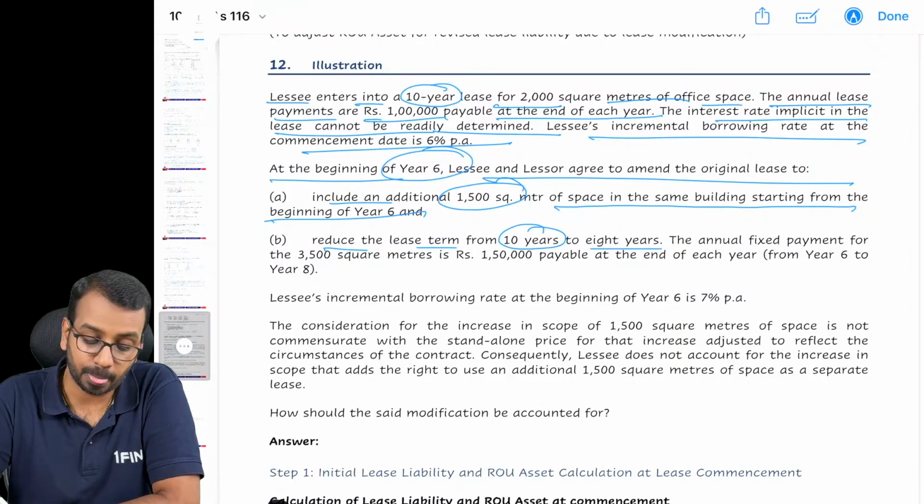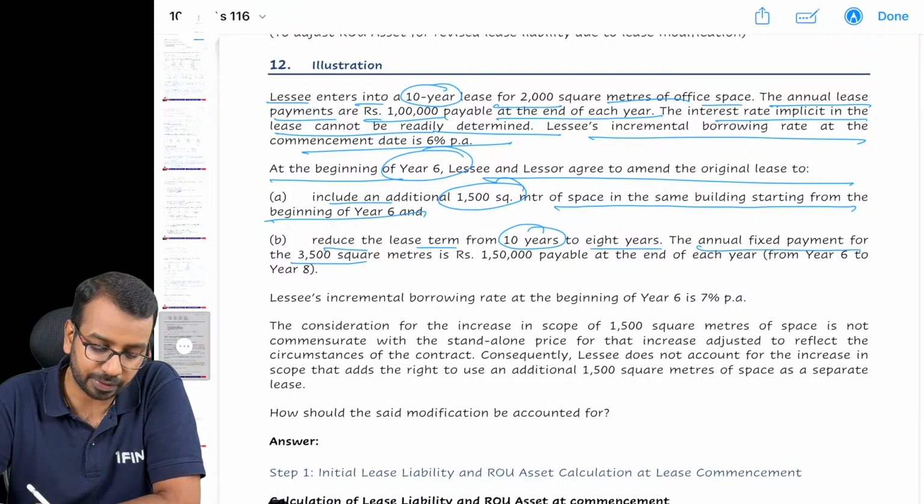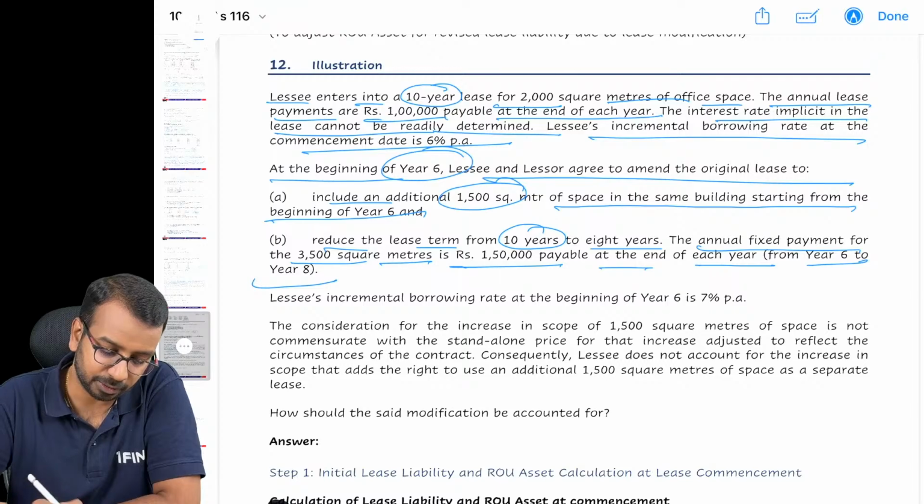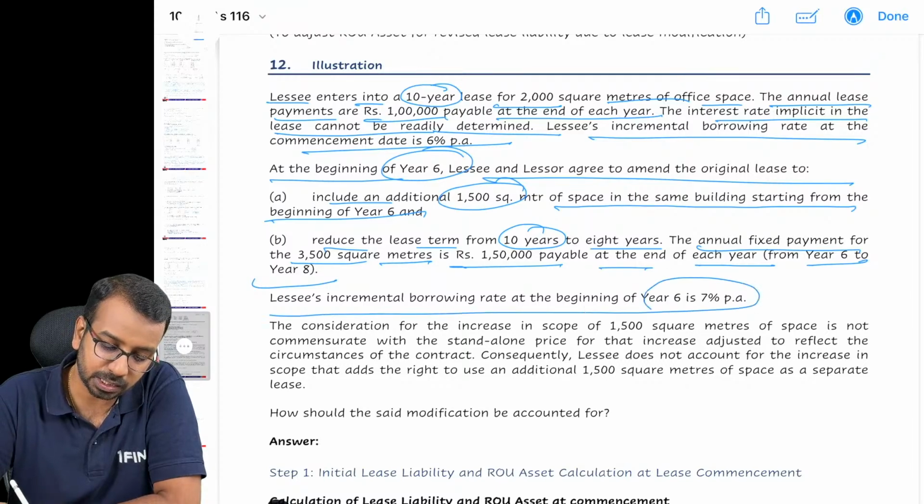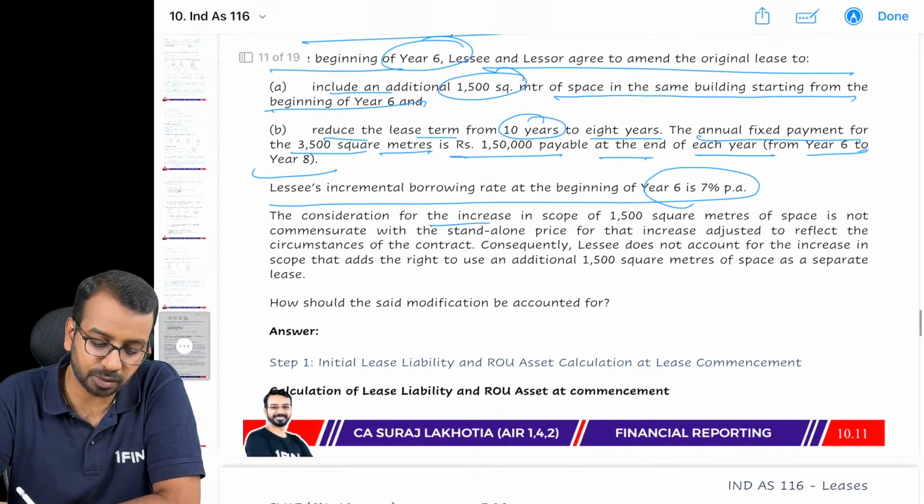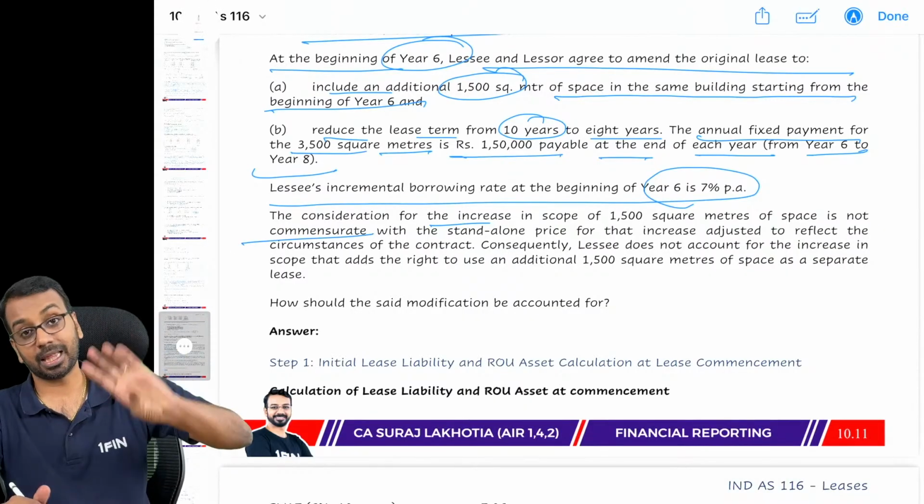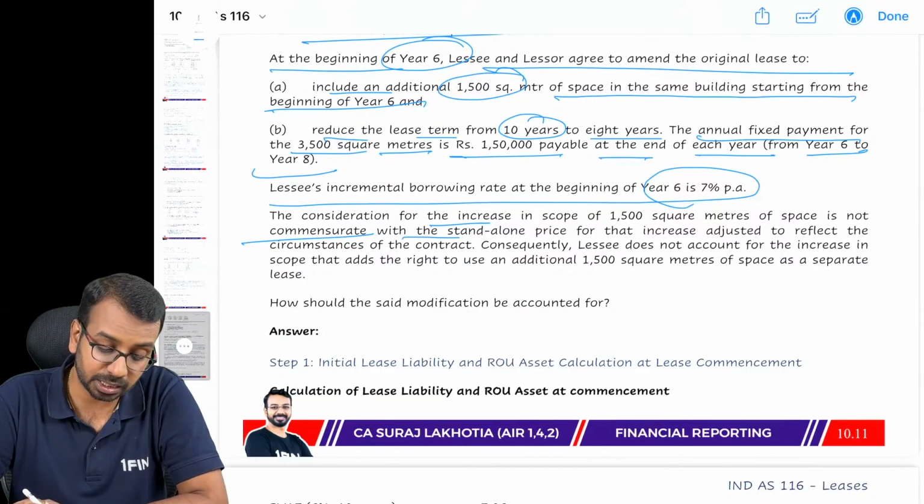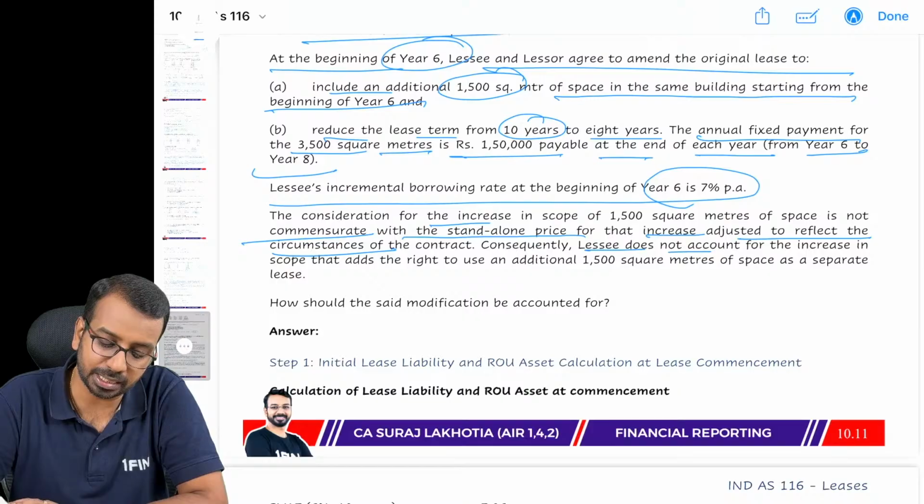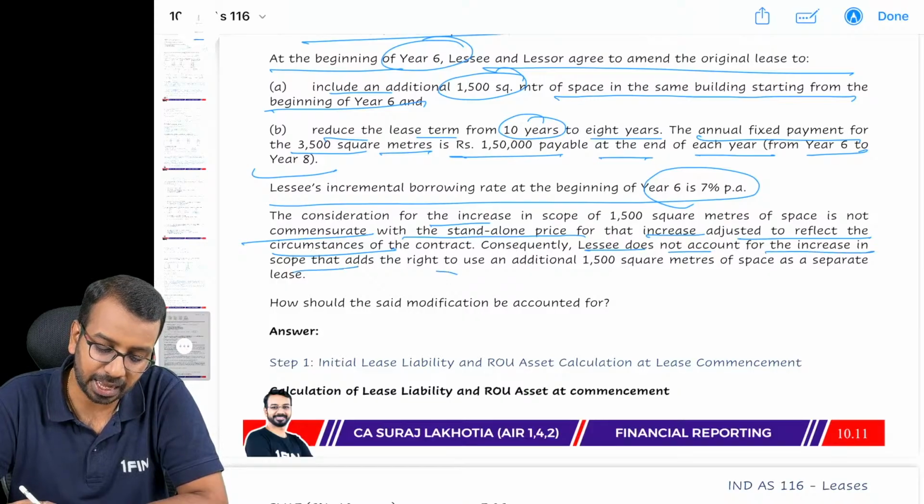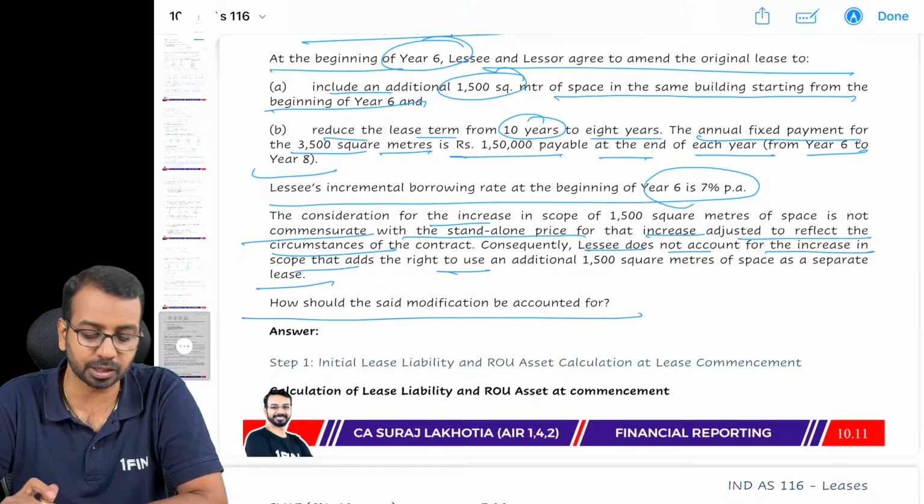Two things are happening. The annual fixed payment for 3500 square meters is rupees 1,50,000 payable at the end of each year from year 6 to year 8. Incremental borrowing cost is 7%. Consideration for increase in scope is not commensurate. See, if it was commensurate, that was a separate lease, with the standalone price for that increase adjusted to reflect the circumstances. Consequently, lessee does not account for the increase as a separate lease. How should the modification be accounted for?